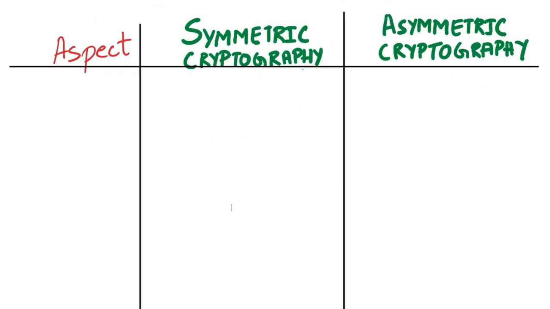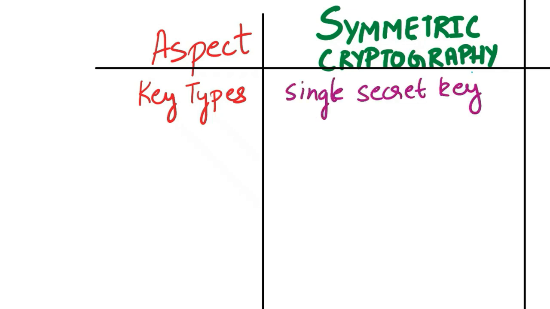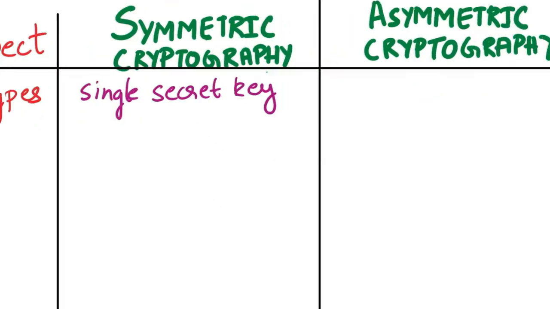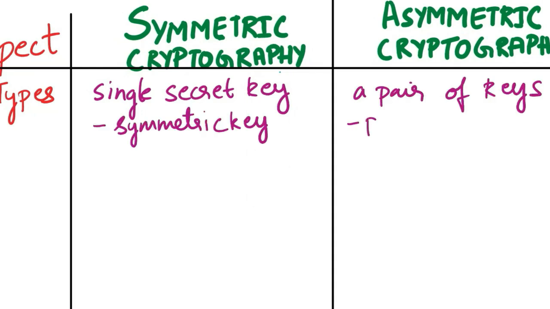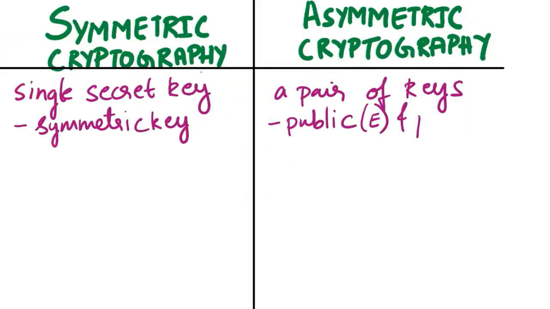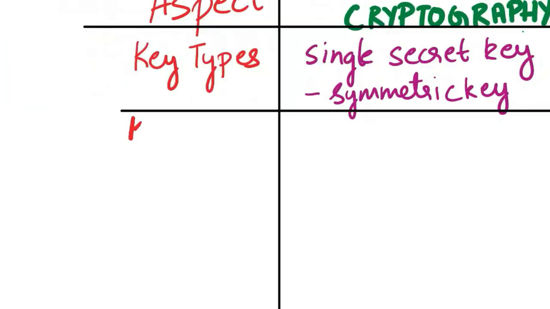We will compare symmetric cryptography with asymmetric cryptography. First aspect of comparison is key types. Symmetric cryptography utilizes a single secret key known as the symmetric key for both encryption and decryption. Asymmetric cryptography relies on a pair of keys, a public key for encryption and a private key for decryption and digital signatures.